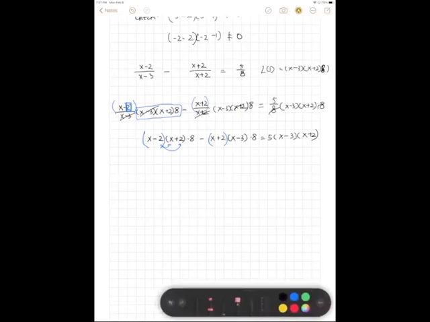So the next step is you FOIL it. Okay, so what is x minus 2 times x plus 2?